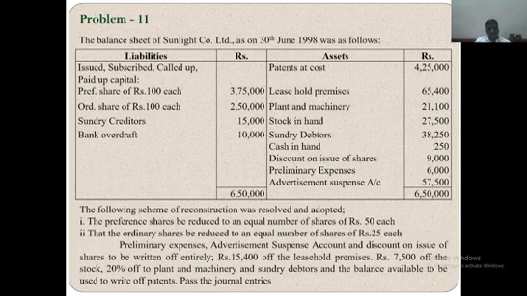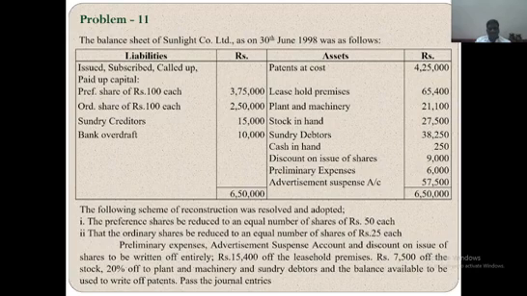So first we can adjust 6,000. The next one 57,500. Then third one, discount on issue of shares 9,000. Then 15,400 for leasehold premises, 7,500 for stock, 20% of plant and machinery. Plant and machinery value 21,100. You have to take 20%.